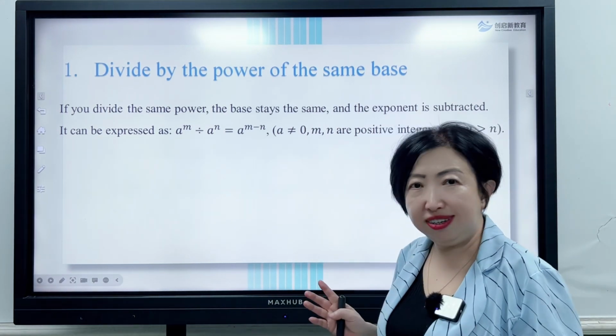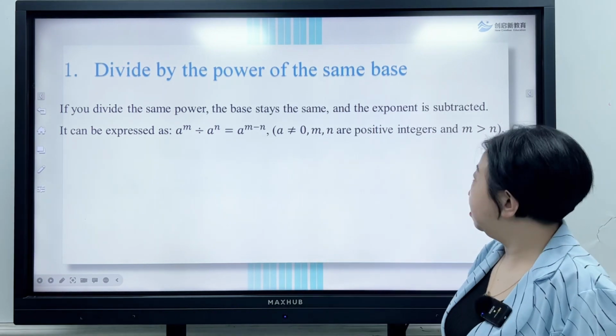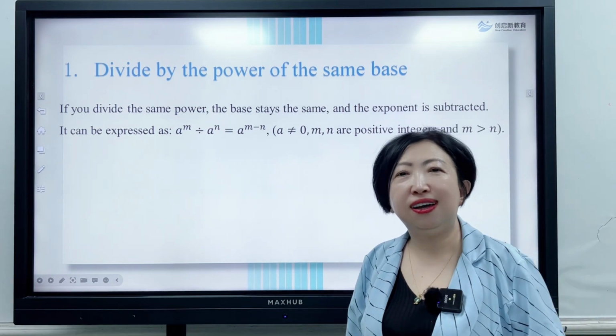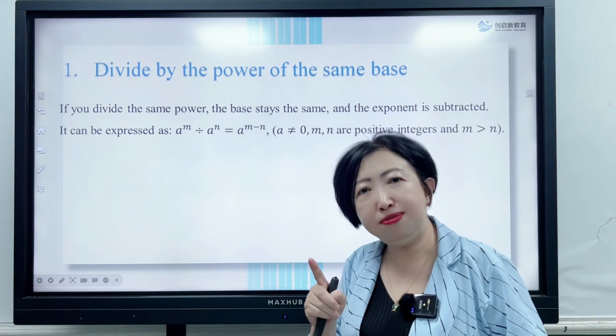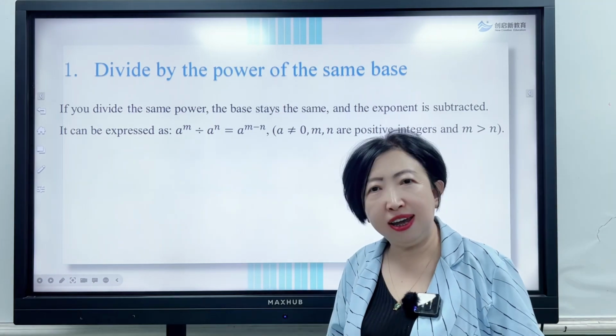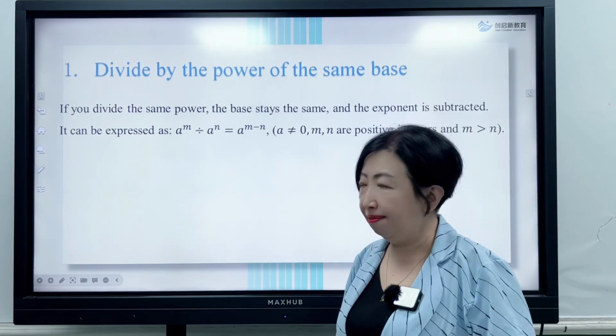It's very important: m and n are positive integers. And of course, here we use m bigger than n. If m is smaller than n, we can still do it, but here we use m bigger than n.